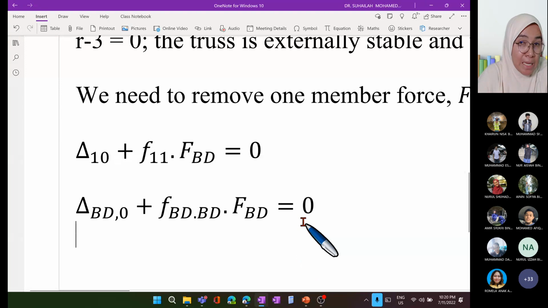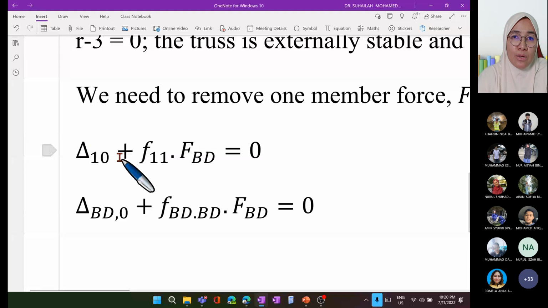Numbering. You can find the example in the textbook. We choose the first one by using numbering, so that we have the standard form: delta 1 naught plus F11 times the redundant. This is R1, and we put R1 as FBD directly. Inside this we have two displacements which come from two systems called the primary truss and the redundant truss.